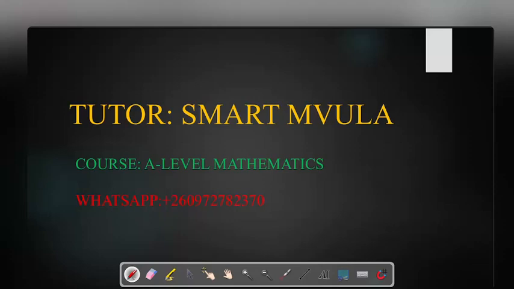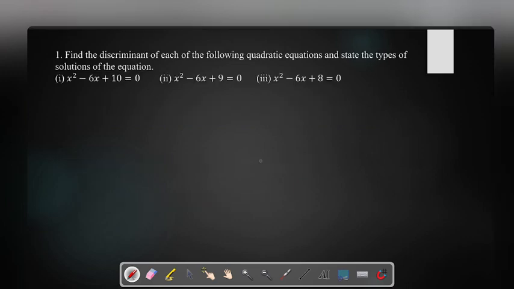Hello viewers, today we'll solve A-level mathematics. Under that, we'll look at the issue of finding the discriminant of a quadratic equation and also the type of the solution of a given quadratic equation. There are some properties as well that you need to know about discriminants.